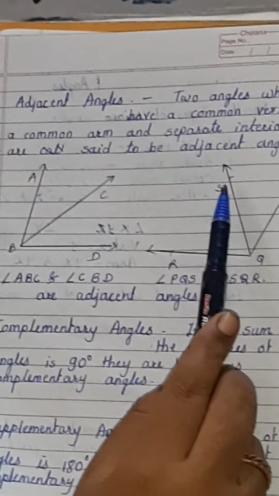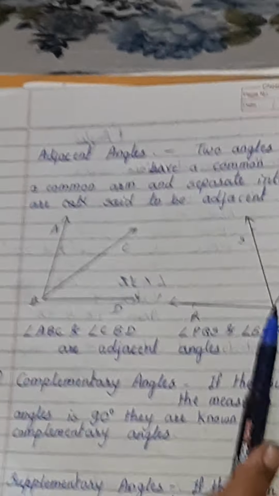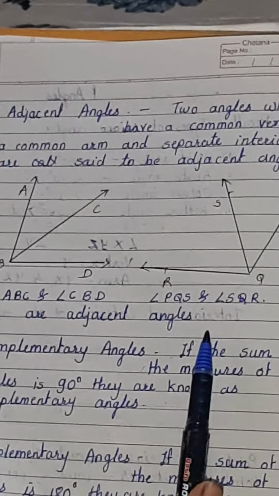The next figure is given, angle PQR. Within that, PQS and SQR are two adjacent angles. Please write down these adjacent angles.